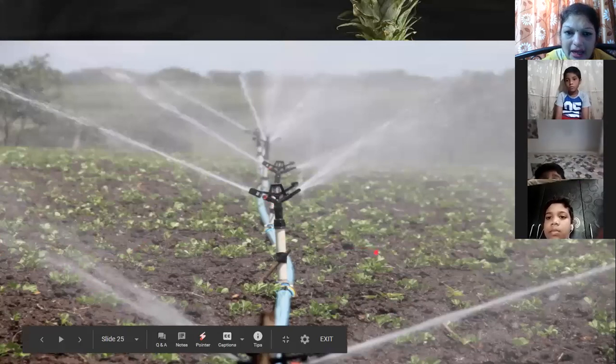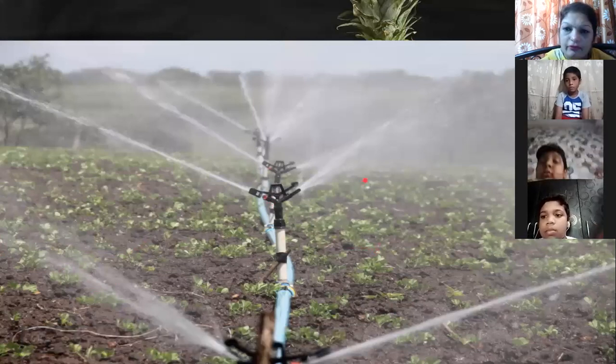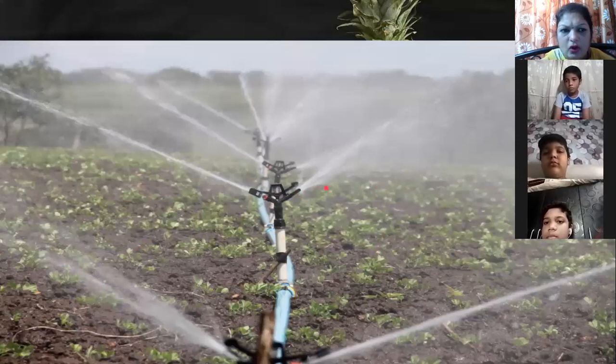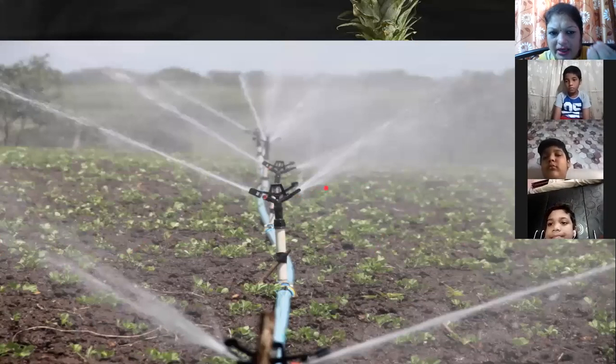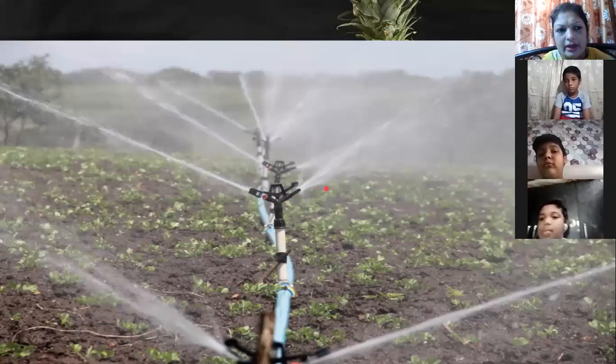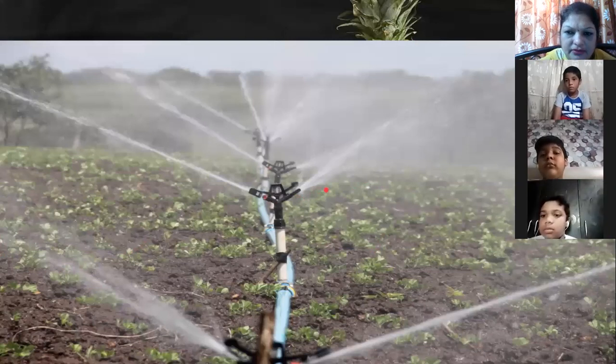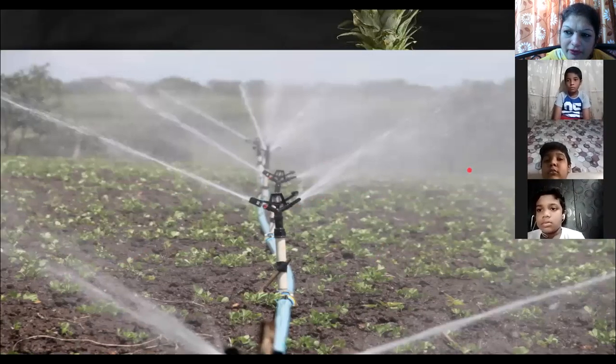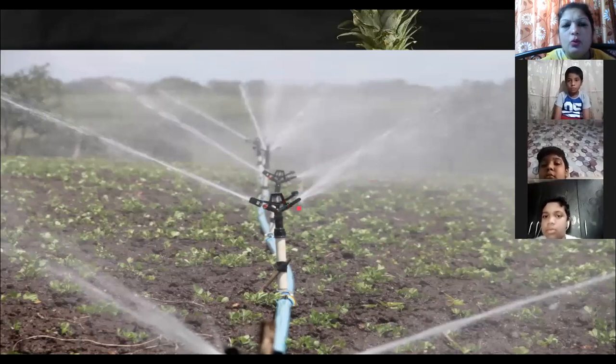In this way, what will happen? The wastage of water will be avoided. There will be no wastage of water because of sprinkler irrigation, because only a very small quantity of water is required when it sprinkles. It is like the way rainwater falls down on the ground. In the form of rain, the rainwater will come. Similarly, the sprinkler will work.